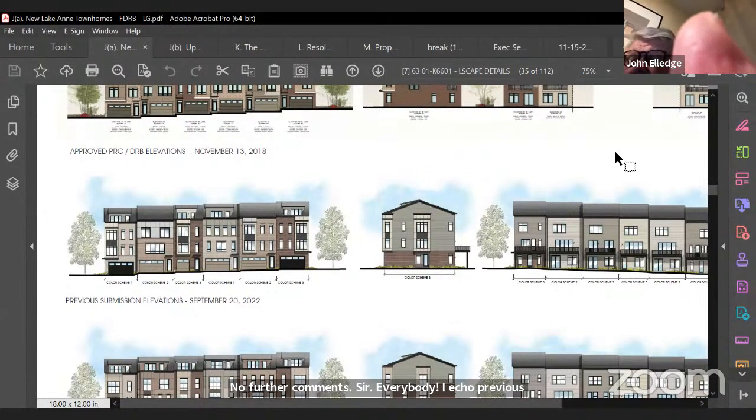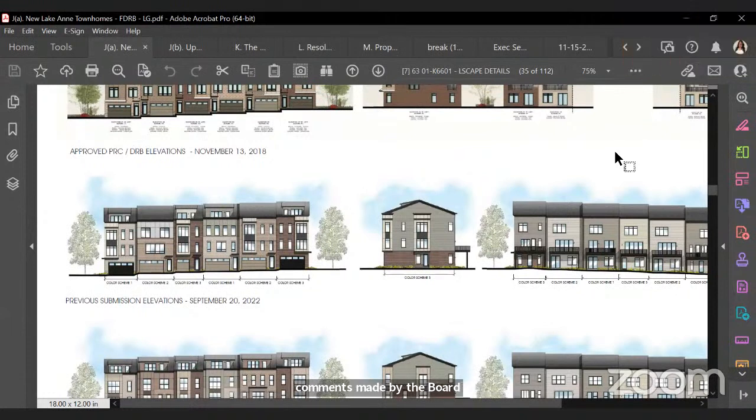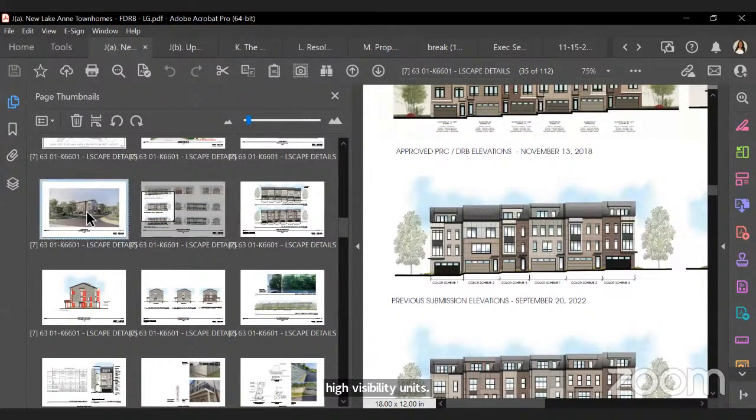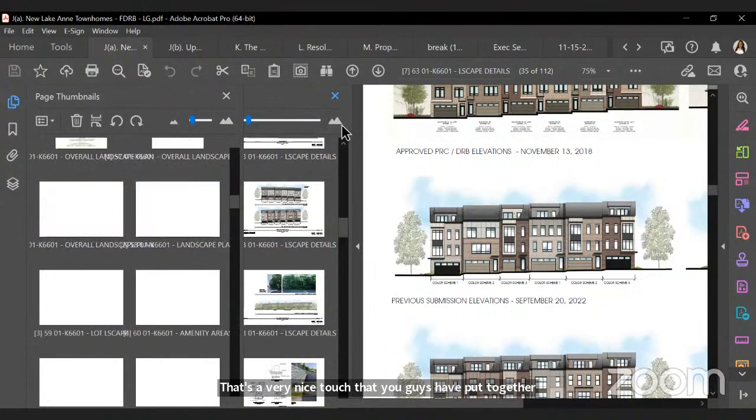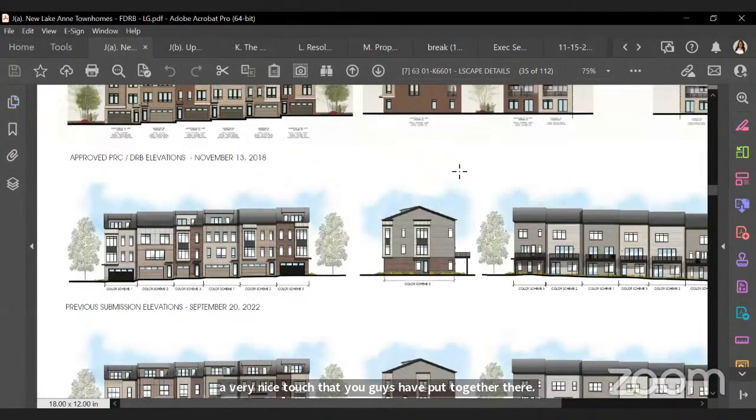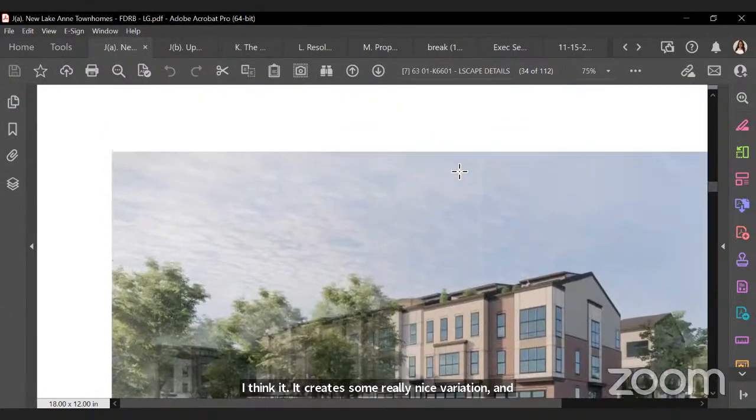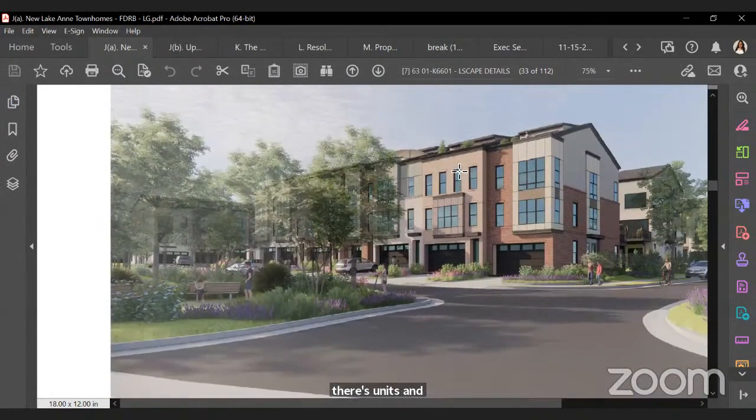Okay. Jim? Thank you for providing the perspective showing the high visibility units. That's a very nice touch that you guys have put together there. I think it creates some really nice variation in those units, and it's going to have a really nice complement to the building next door. Nice job. Thanks.